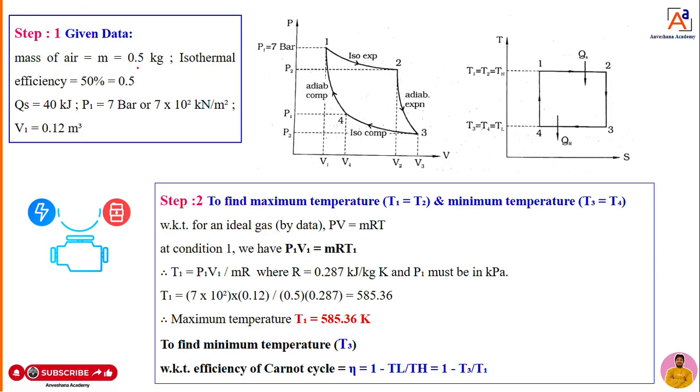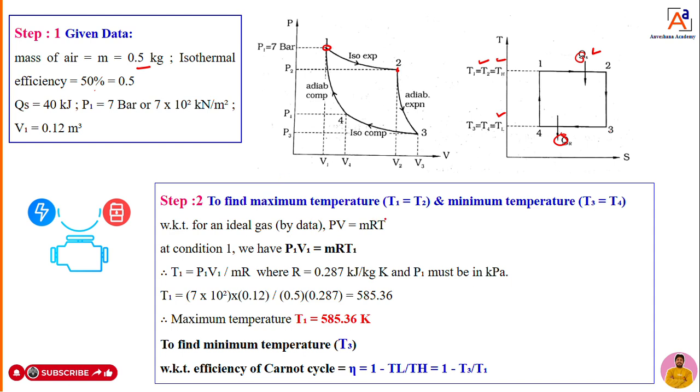So I listed out the given data: 0.5, 50%, all things he has written. So processes 1 and 2 here are isothermal expansion. The same thing you can represent in a TS diagram to know the temperature variations. That is T1 is equal to T2 is equal to TS, the highest temperature. T3 is equal to T4 is equal to TL, that is the lowest temperature, that we have studied in the previous video. So QS represents heat supplied during process 1 to 2. Then heat rejection takes place at 3 to 4, that is QR. Okay, QS and QR. These are the data and the PV diagram you can have.